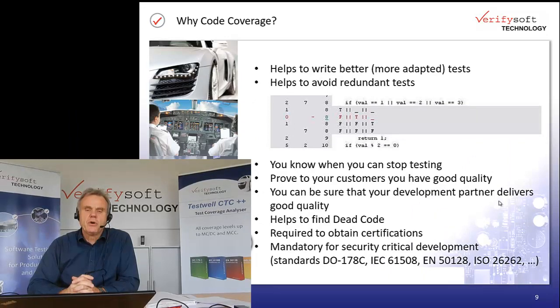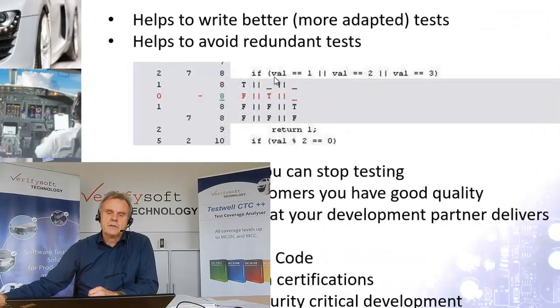It helps also to avoid redundant tests. What does it mean? We have here, for example, a screenshot of Testwell CTC. Here we have a condition: value is 1 or value is 2 or value is 3. We have tested once the first as true. We have tested the first as false, the second as false, the third as true, and then here true. And then here false, false, false.